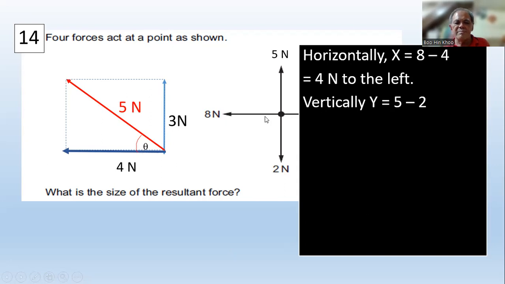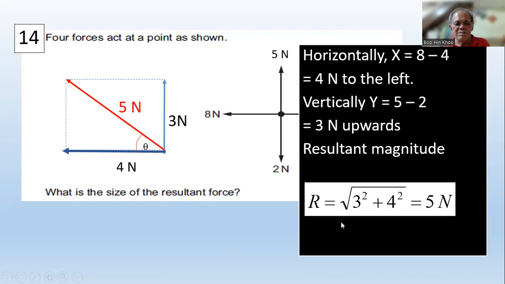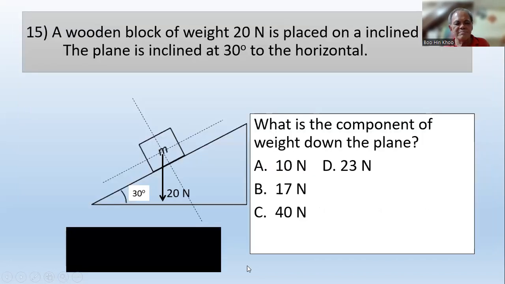8 minus 4. Vertically, in the y direction, 5 minus 2 is upwards. The resultant is 3 squared, Pythagoras theorem, 3 squared plus 4 squared, square root that, 5 Newton. Angle theta, this is a rectangle, so this 3, this must be 3. So 3 over 4, tangent, theta is 37 degrees.